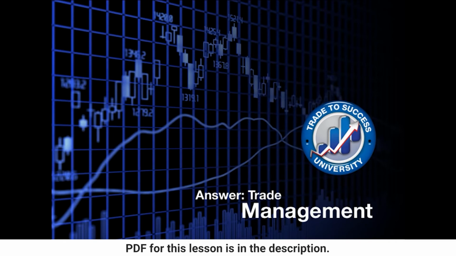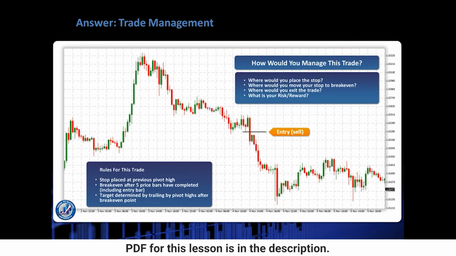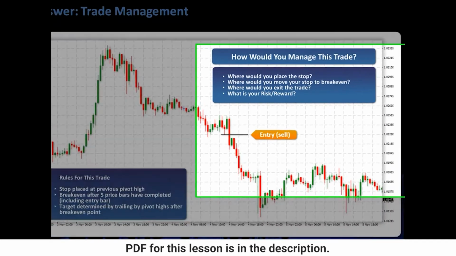Okay, so let's talk through the trade management of the chart shown on the previous page. So we've got our entry as shown, and the rules for this trade are that our stop is placed at the previous pivot high. Our break even is after 5 price bars have completed, including the entry bar, and our target is determined by trailing by pivot highs after the break even point. So our stop is placed at the previous pivot high. Now you should know what the previous pivot high will be.